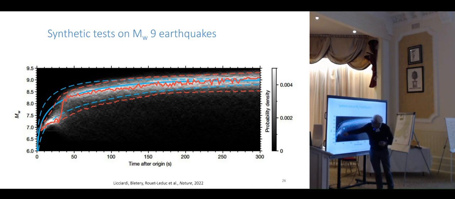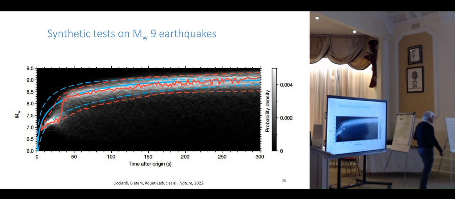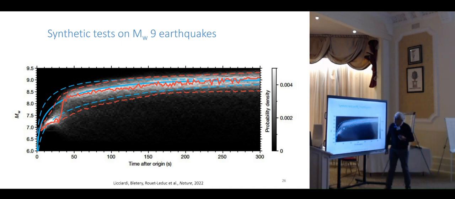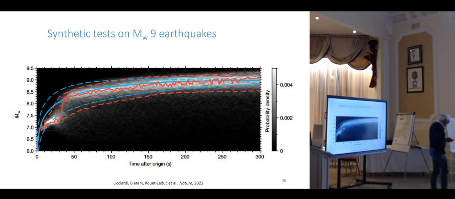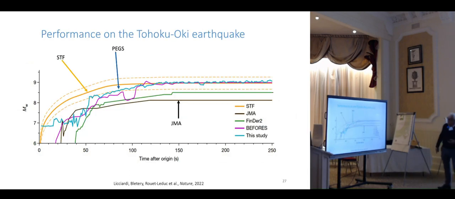And you see that after 50 seconds, basically when the moment release is larger than 7.5, we start to have a good agreement between the retrieval of the moment and the source time function. So it was quite successful, and it can be applied, of course, for big earthquakes. And that is the main limitation that I will show you.